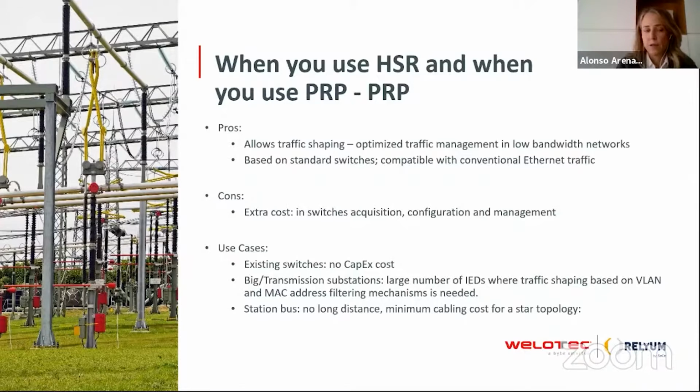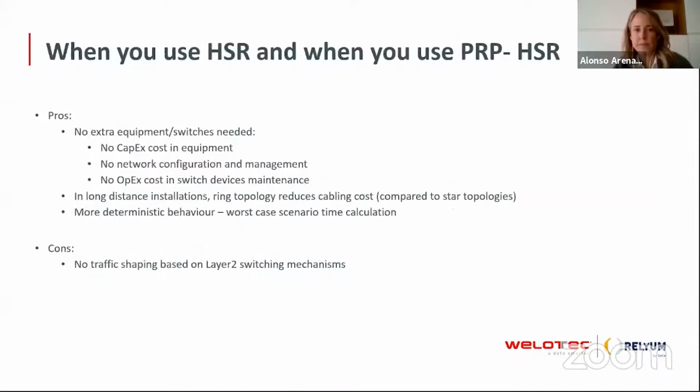In that case, the station bus is normally a small network. It doesn't have long distances because it corresponds to all the elements that are in the control house. And in many cases, it can be covered with only 2 switches, 1 per LAN. So in that case, PRP is a very good way for obtaining this seamless redundancy without having to do a big investment in the cabling and in the devices. So next, now I'm going to switch to HSR.